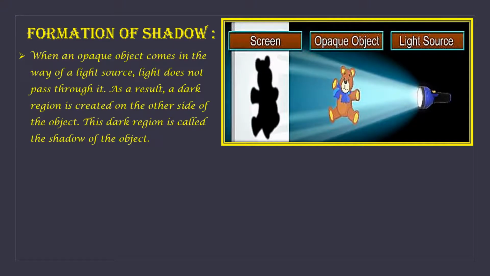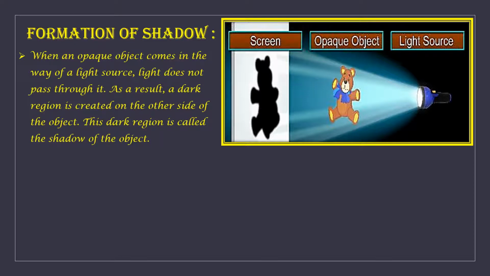Now let's understand about the formation of shadow. Now when an opaque object comes in the way of a light source, light does not pass through it. As a result, a dark region is created on the other side of the object, and this dark region is called the shadow of the object.